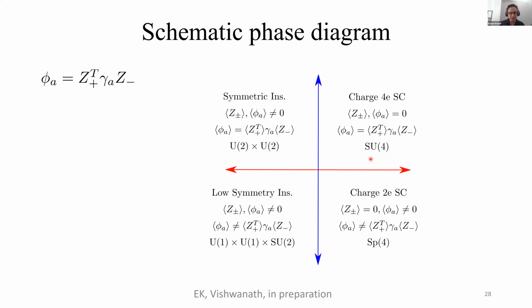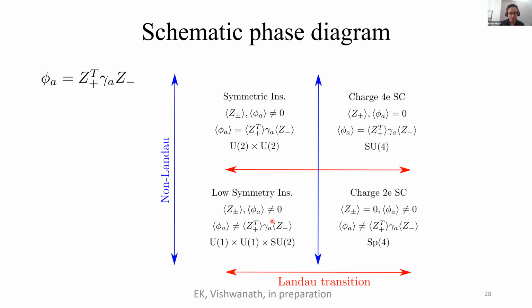And as it turns out, these transitions are Landau transitions. So the red line denotes a Landau transition. This phase always has a larger symmetry than this phase, while these lines are non-Landau transitions. So these 2 phases have different patterns of symmetry breaking.